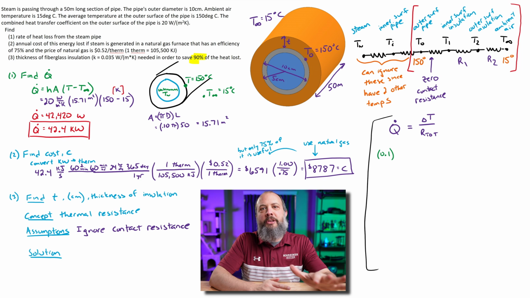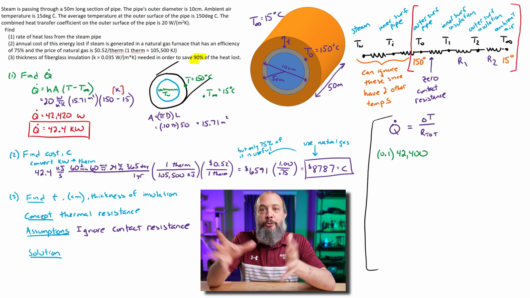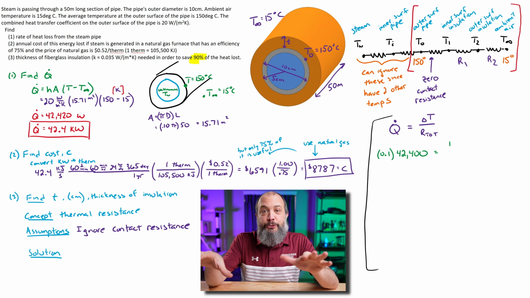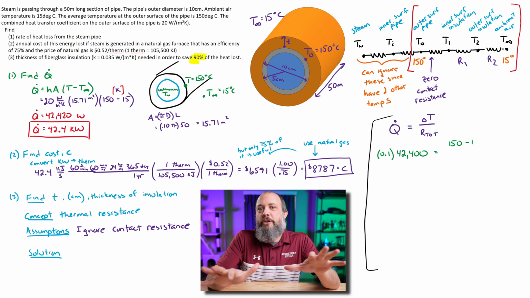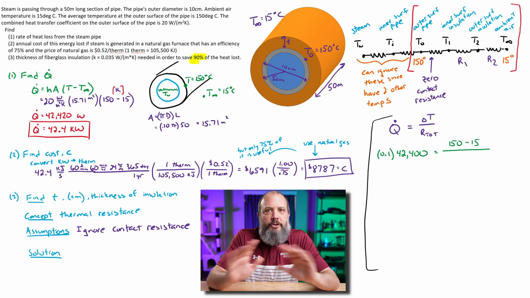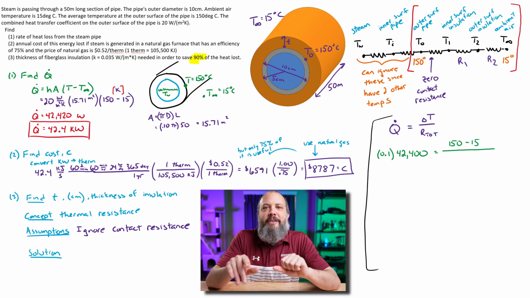42,400 watts that we calculated earlier, but multiplied by 0.1, because that's the whole point of this problem: we want the insulation to reduce heat transfer by 90%, meaning there will only be 10% left. Delta T is my two known temperatures, 150 minus 15. And again, it's okay to leave those in Celsius when doing delta T, but if you want to convert to Kelvin to be safe, you can go ahead and do that. You'll get to the same 135 degree difference.